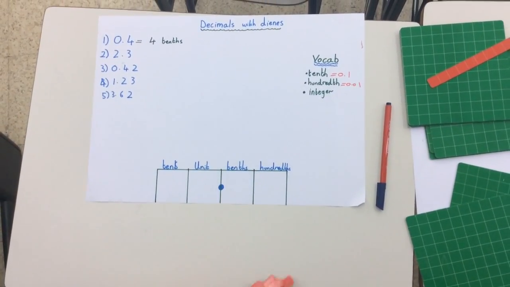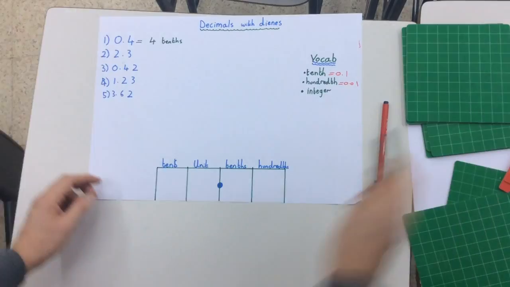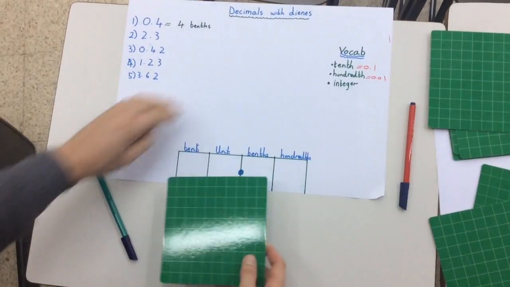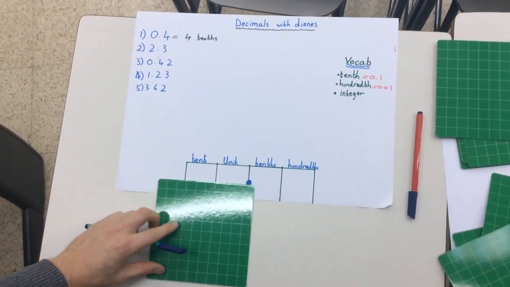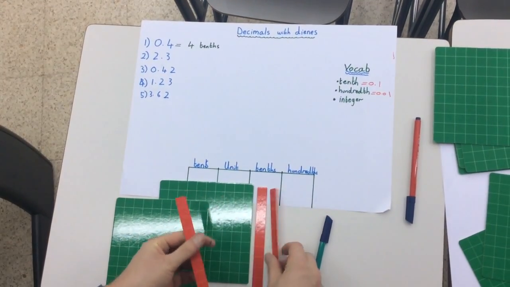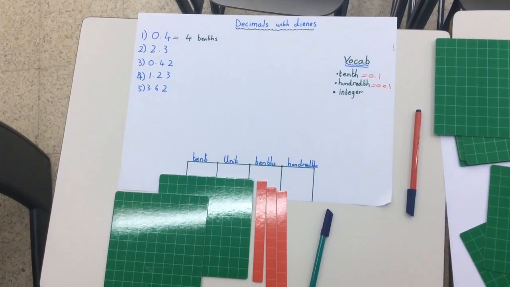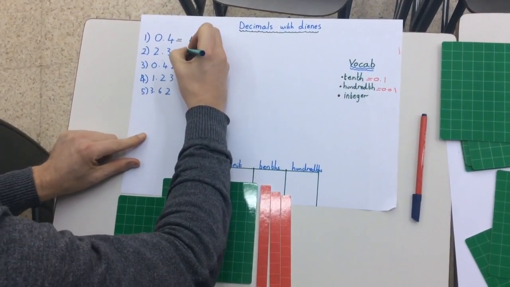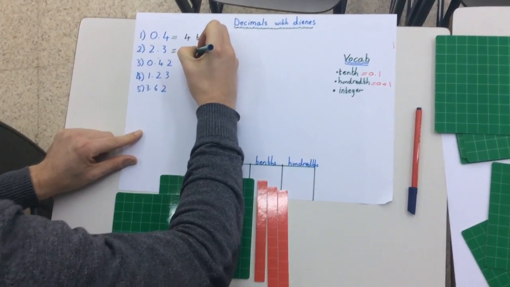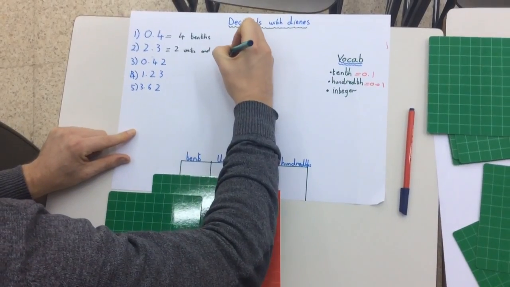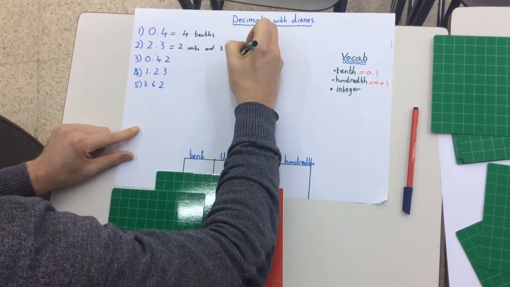What about 2.3? Well, how many units have I got? Well, I've got 2 units. So I'm going to start off with 2 of these. There we go. And then how many tenths have I got? Well, I've got 3 tenths. Have I got any hundredths? No. So here I've got 2 units and 3 tenths.